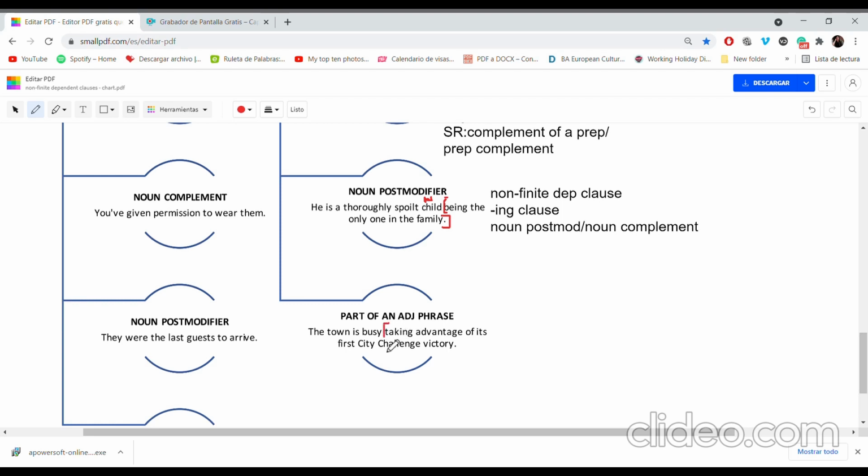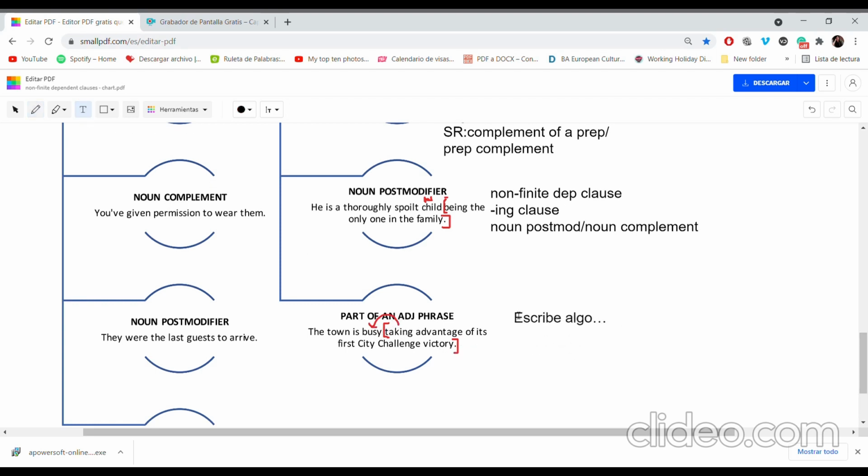In here, this is our dependent clause. The town is busy, taking advantage of its first city challenge victory. Please note that we have in this example an ing clause which is placed after the adjective, and it's giving us information related to the reason why this town is busy, right? So this is a complement for our adjective in this case.